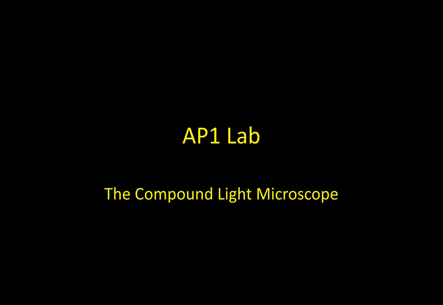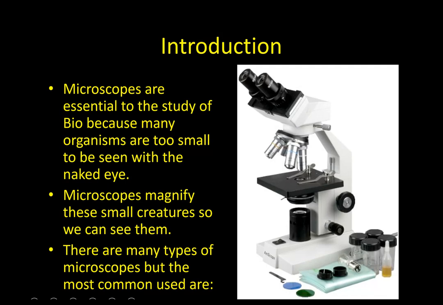Okay, so let's talk about the compound light microscope. This is the microscope that you are going to be using in an anatomy and physiology lab. Normally, we talk about the microscope when we talk about histology, when you're looking at tissues, when you're studying the tissues. So let's talk about this.